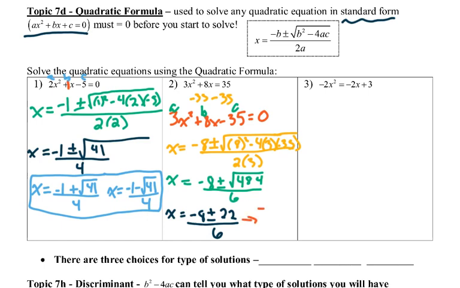So this is going to be -8 plus 22 over 6, or -8 minus 22 over 6. So the -8 plus 22 would give us 14 over 6, and in the bottom, -8 minus 22 is going to be -30 over 6. So this will simplify to be 7/3, and this will simplify to be -5. So our two answers are 7/3 and -5.